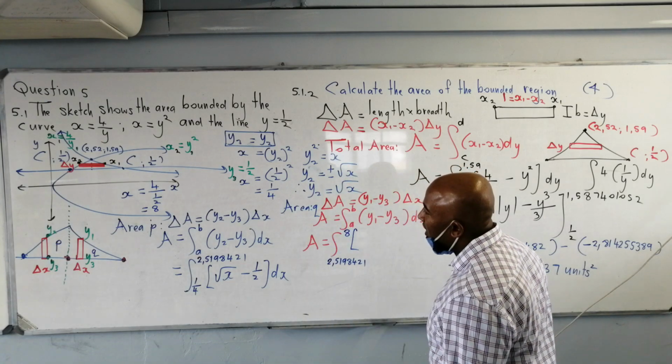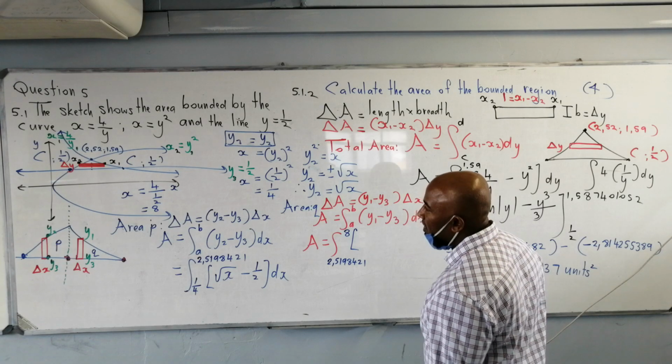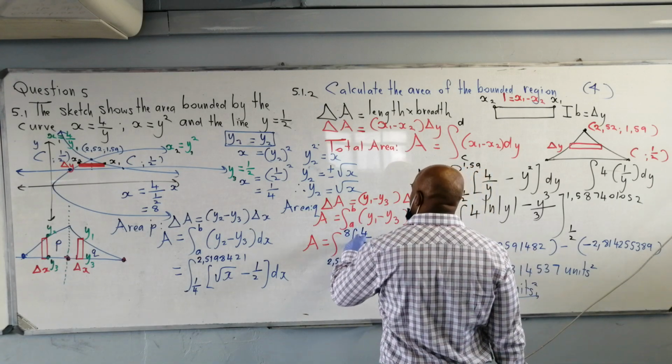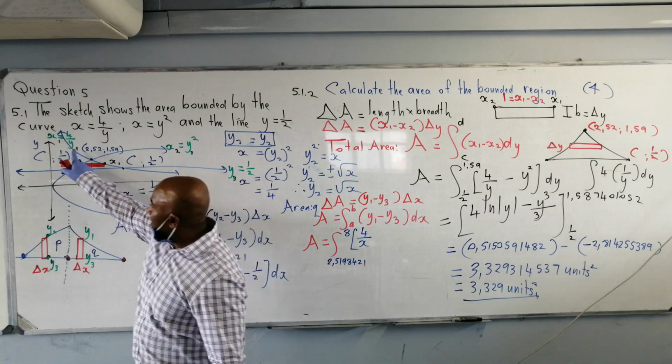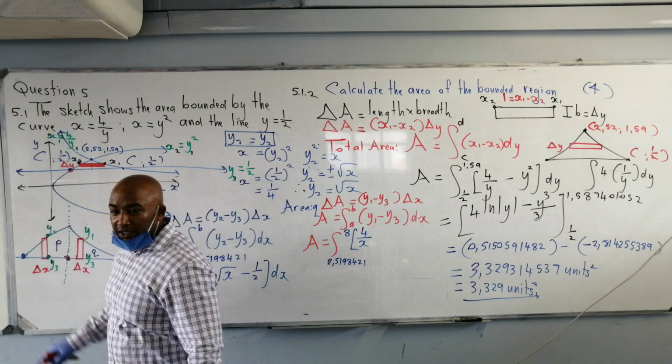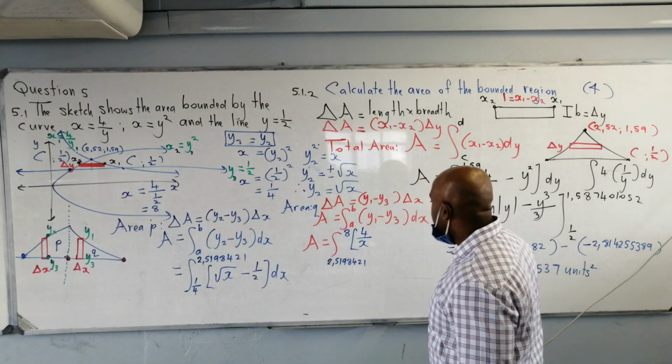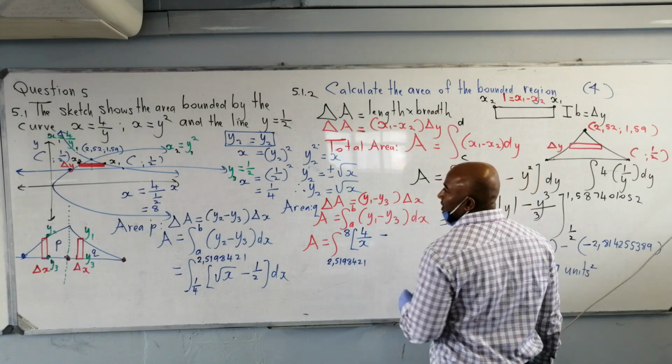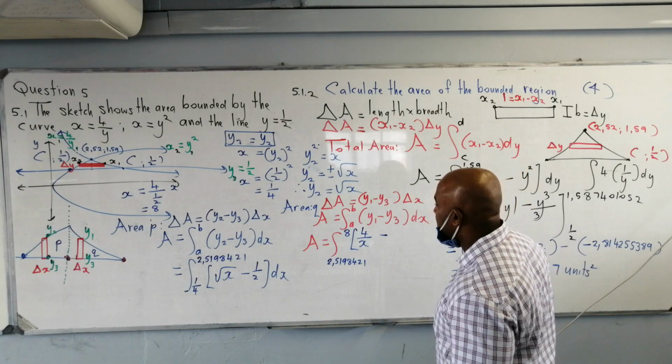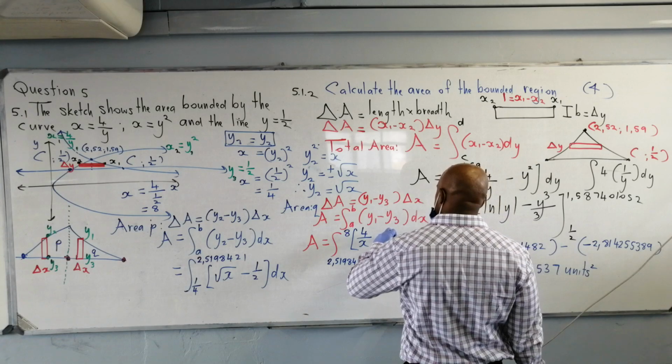What is y1? Where is y1? y1 is going to equal to 4 over x. There's y1 here. Make y1 the subject of the formula. It's going to be 4 over x minus y3. What is y3? y3 is just half.